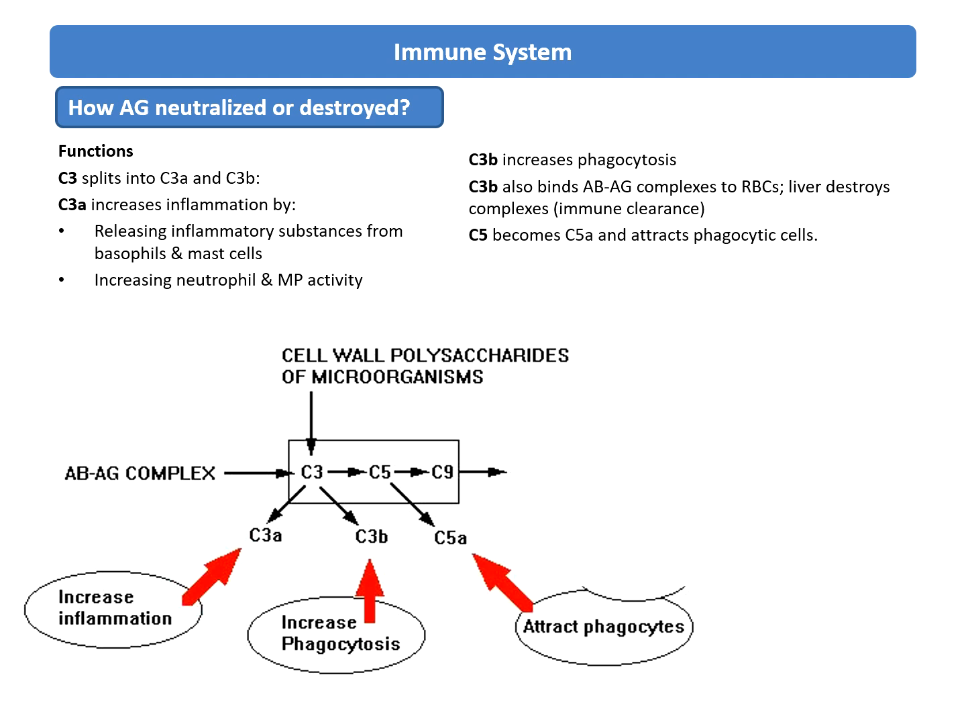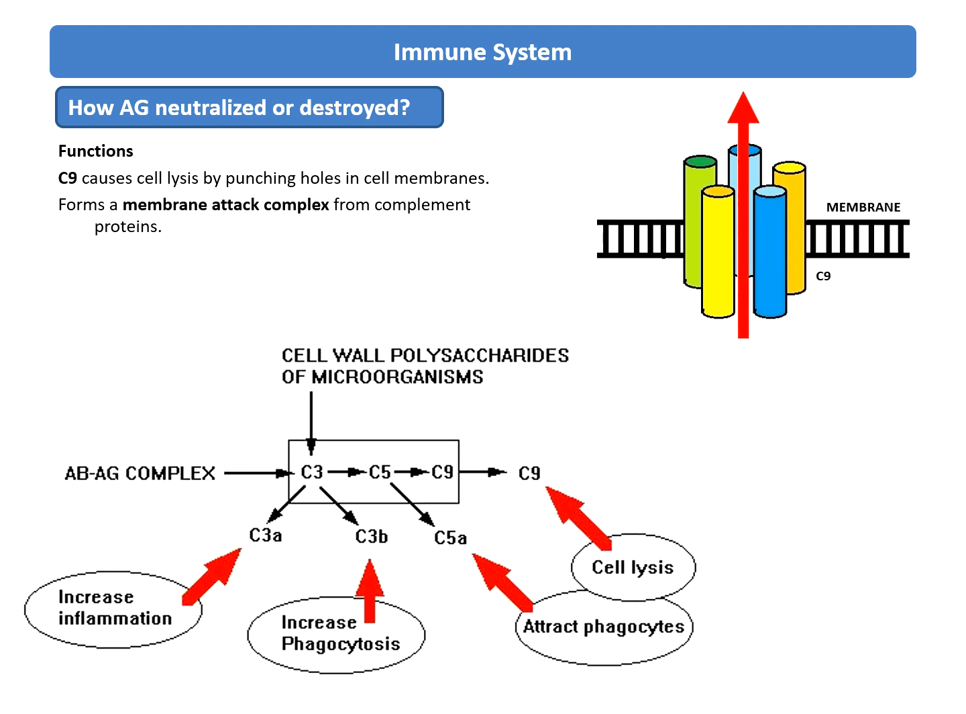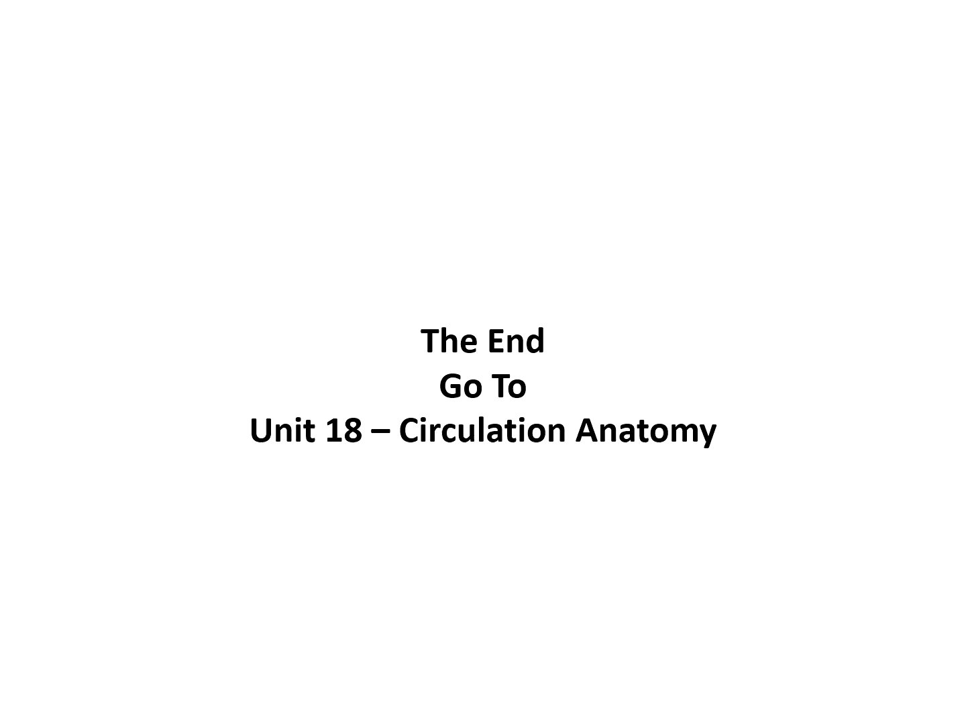C5 becomes C5a, and this serves to attract phagocytic cells. C9, finally the last one activated, this actually causes cell destruction, cell lysis, by punching holes in the cell membrane. It forms a membrane attack complex from complement proteins. Here you have 5 of them, and they actually punch a hole in the membrane, and the cell will rupture because the contents immediately leak out.